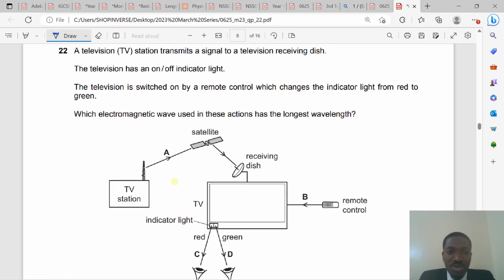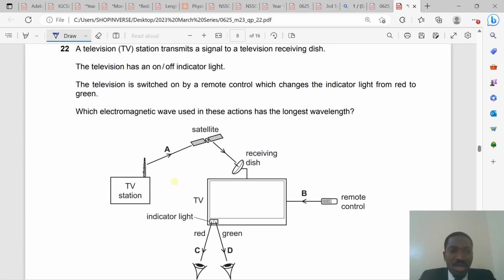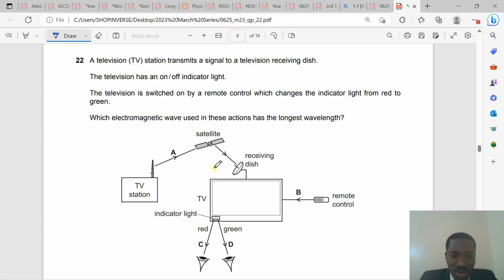Question 22. A TV station transmits a signal to a television receiving dish. The television has an on-off indicator light. This is the television. The television is switched on by a remote control which changes the indicator light from red to green. This is the remote control. It changes the light from red to green.